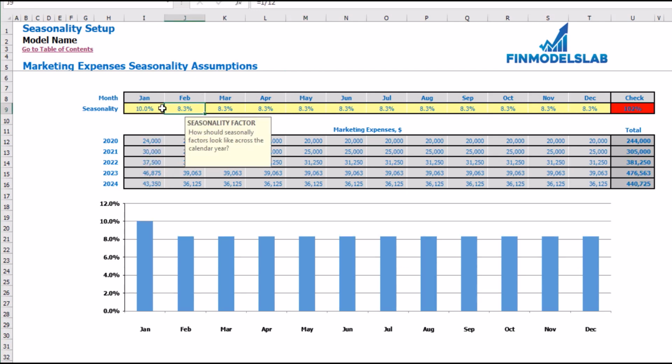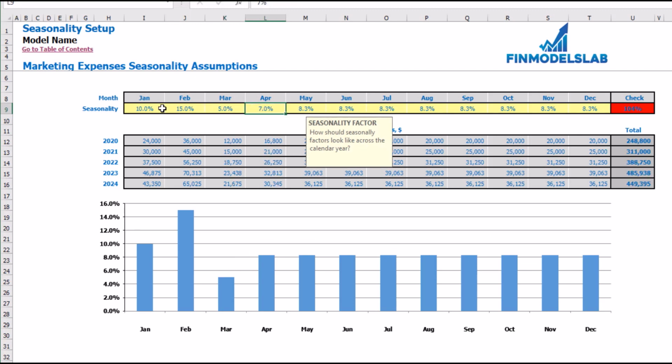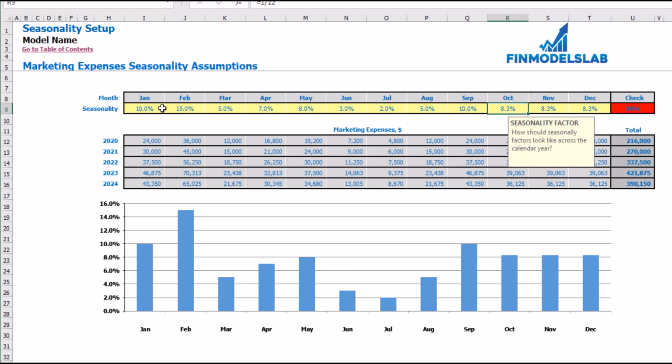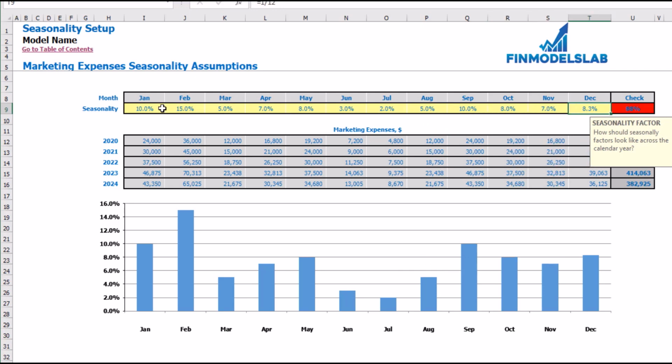For example, 10%, 15, 5, 7, 8, 3, 2, 5, 10, 8, 7, and 12. As you may see, I just set up the seasonality across the months and I see the red check.